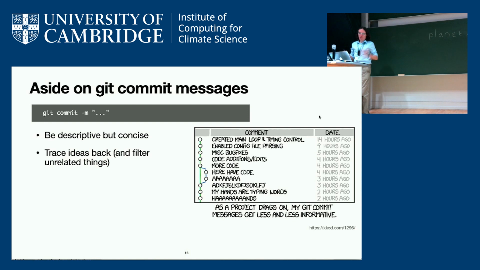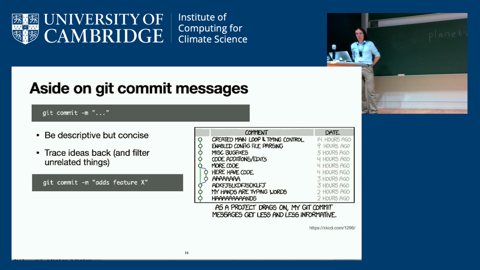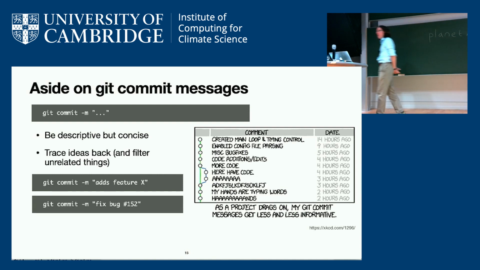And then that helps you trace the ideas back and understand what the changes are. So "adds feature X" would be a good one. We're going to see that we can link with other parts of GitHub using these numerical references. So we might say we fixed bug number 152. And GitHub provides a nice way of linking things together based on the fact that you mentioned that number, if there was a bug 152 in its issue tracker. We'll see that later on.